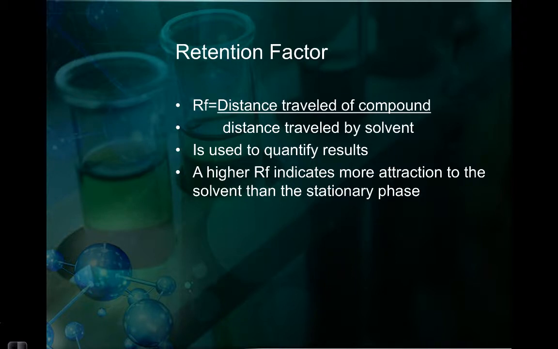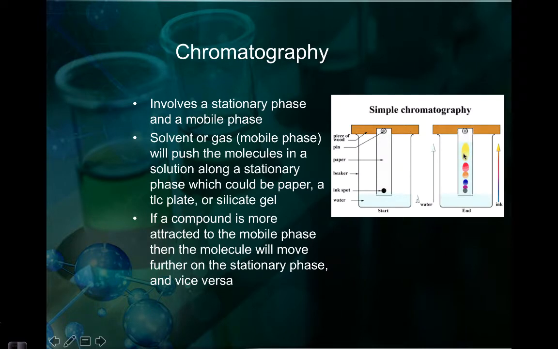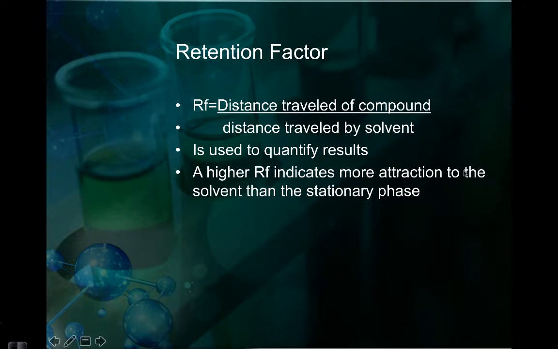Now, we have something that we can actually measure with our chromatography, and that's called a retention factor. The way that you get the retention factor is that you take the distance traveled by the compound divided by the distance traveled by the solvent. So if I'm looking at this yellow dye right here, or the red dye, I would measure the distance that the red dye traveled, and then I would compare that to the distance traveled by the water or the solvent. A higher retention factor indicates that it's more attracted to the solvent.